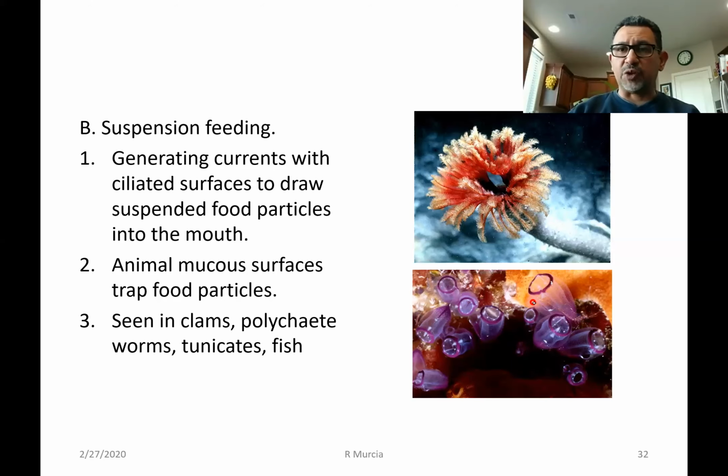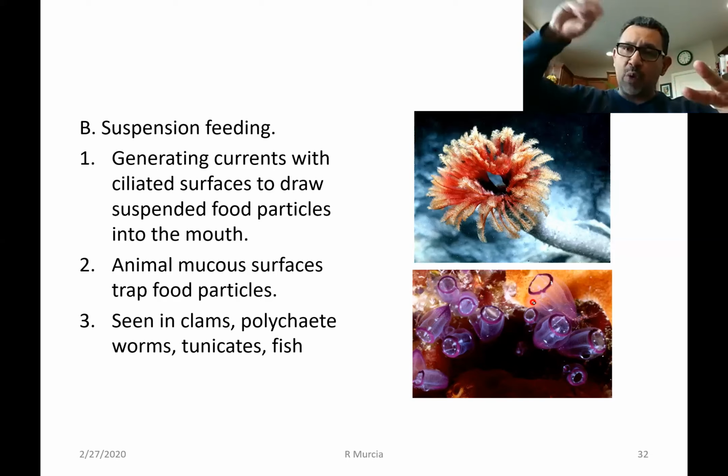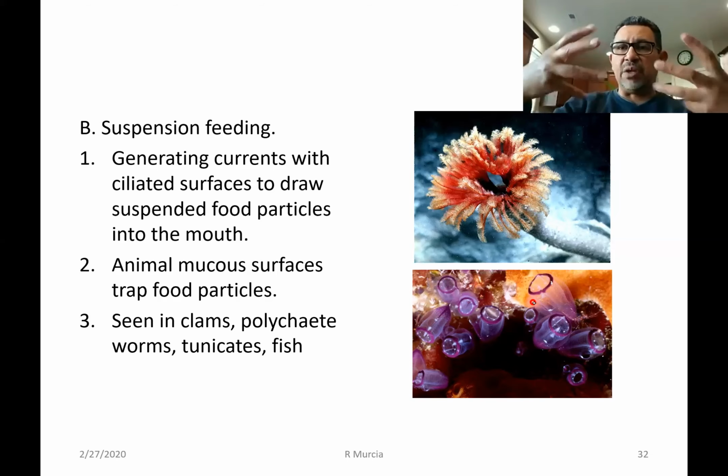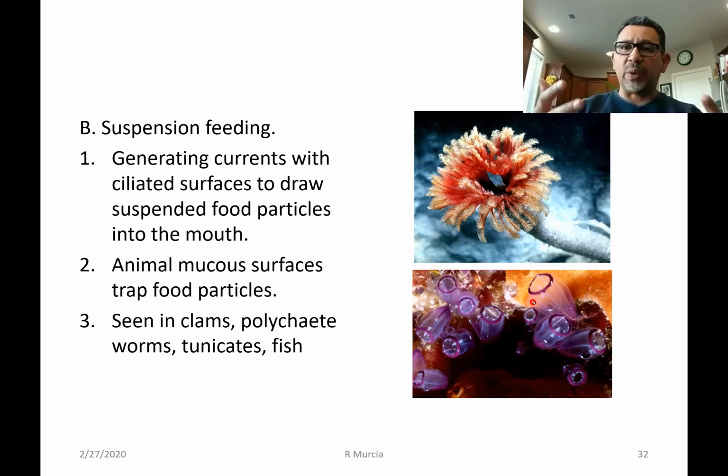So before I move on to the next slide, I want to reinforce the idea that for suspension feeding, two conditions are needed. Number one is having some kind of a mechanism for guiding water with the suspended food particles in the direction of the mouth. And number two, you have to have the ability to secrete mucus, usually through an epithelial tissue, and then use that mucus to trap the suspended food particles so that they can be consumed.